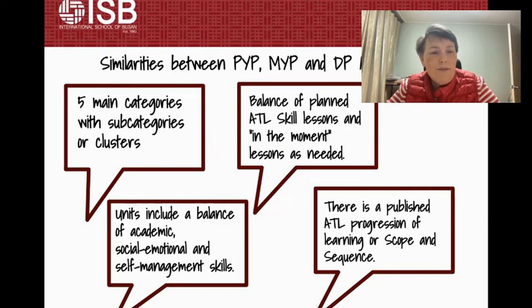In all three programs, there are 5 main categories with subcategories or clusters of skills. There's a balance of planned ATL skill lessons and in-the-moment lessons as needed. Units include a balance of academic, social, emotional, and self-management skills. And there is a published ATL progression of learning, or scope and sequence. This is important that we have age and grade appropriate expectations for the students.